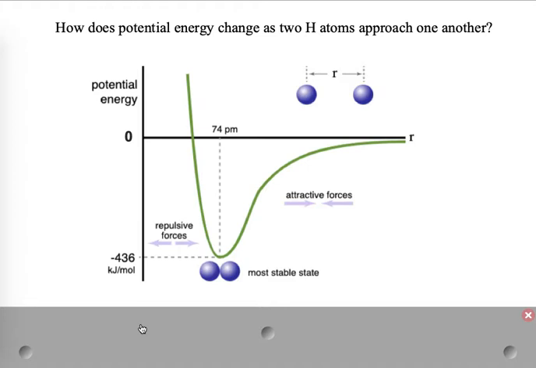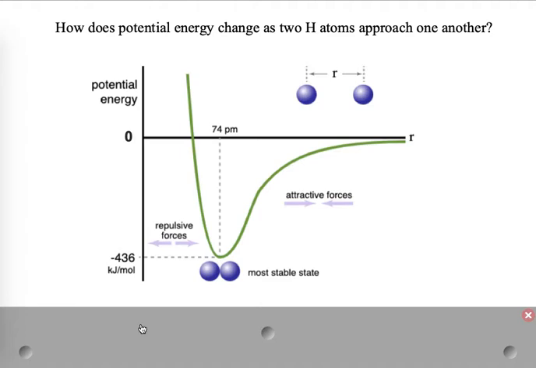As R decreases, in other words, as the 2 nuclei get closer and closer together, as you can see, attractive forces predominate, the nuclei come together, the potential energy lowers, and ultimately we reach a potential energy minimum, the bottom of the well, which is the most stable state. As we bring them closer together, you can see now repulsive forces start to take over. The nuclei repel each other, the electrons repel each other, and the potential energy begins to increase.